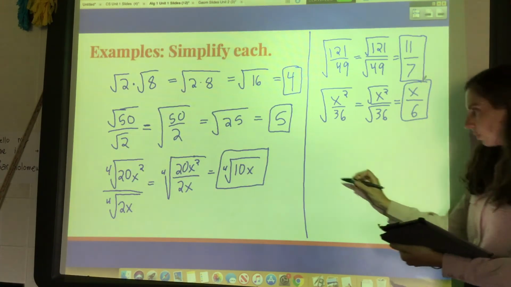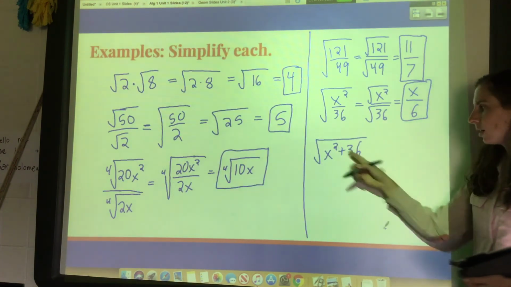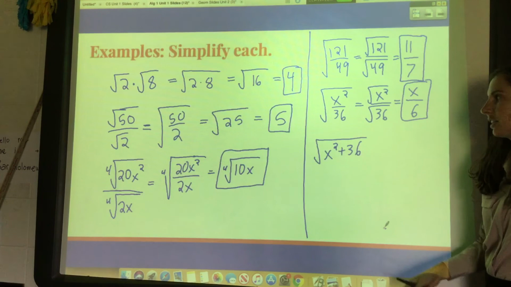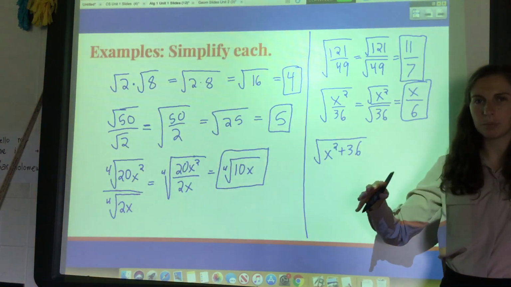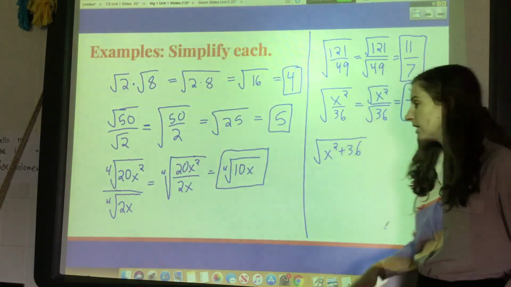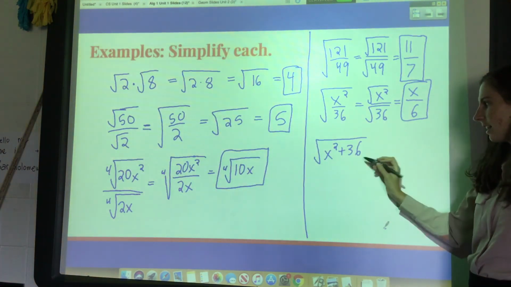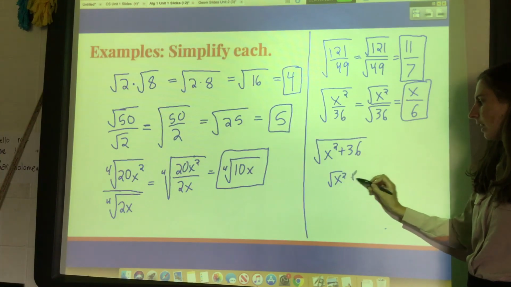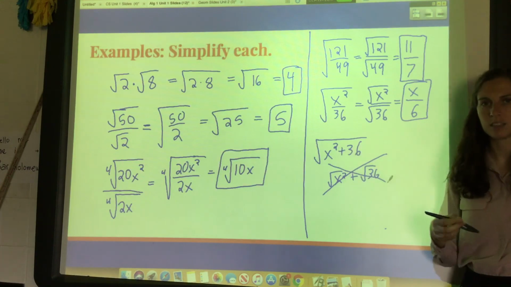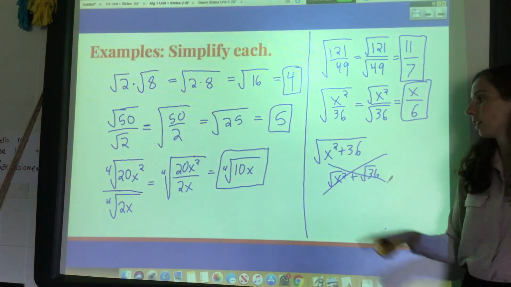All right, I just want to show you one final thing. A problem like this. Again, I warned you about this before, but putting them together or breaking them apart only applies to multiplication and division. It does not apply to addition or subtraction. So it's really tempting to say that this would be the square root of x squared plus the square root of 36, just break it apart. But you can't do that because of this plus. I'll show you what to do later when you're adding and subtracting radicals, but you can't split it apart if there's a plus or a minus.